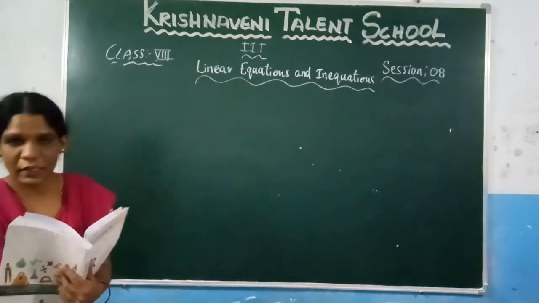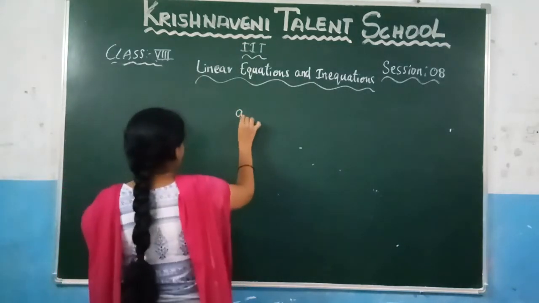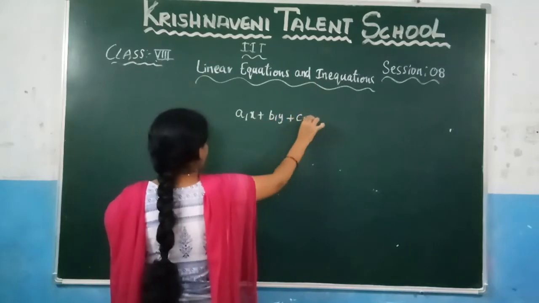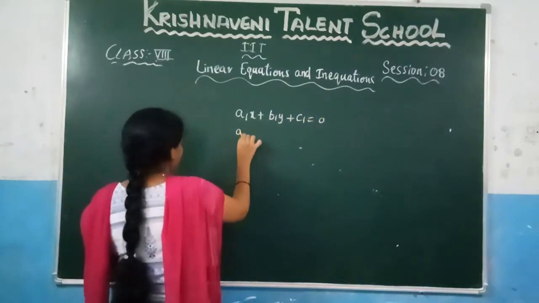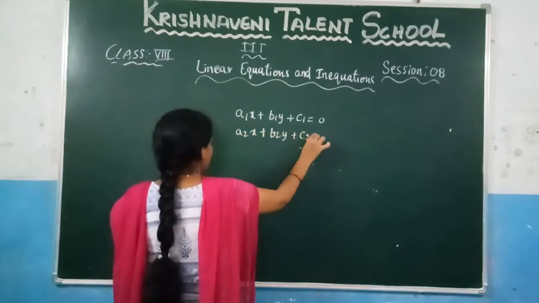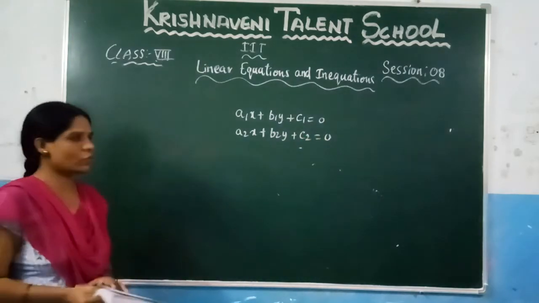What it states here, let us construct two linear equations. Let us consider the first one as a1x plus b1y plus c1 is equal to 0, and the second one as a2x plus b2y plus c2 is equal to 0. Let us consider these two linear equations in two variables.